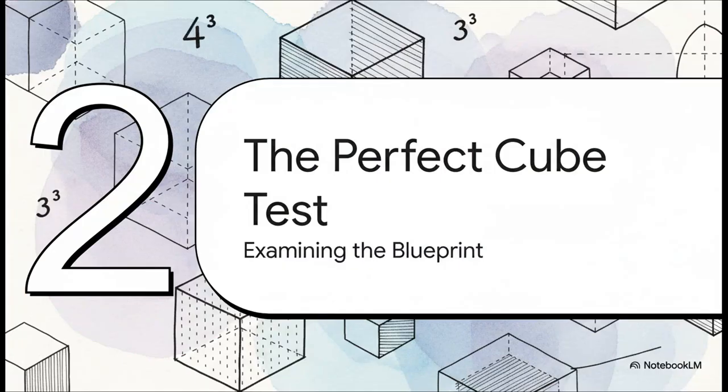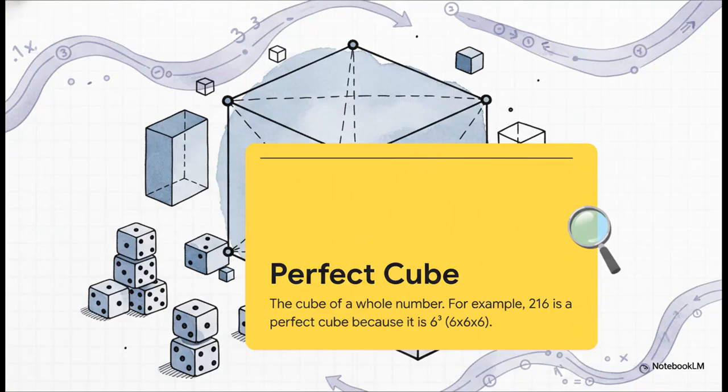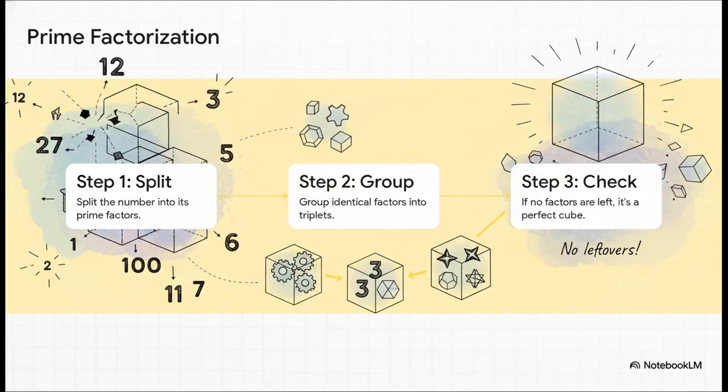Okay, so if any number can be cubed, what in the world makes a cube perfect? Let's take a look at the blueprint. A perfect cube is really just what you get when you cube a whole number. So 216 is a perfect cube because it's built from this solid foundation of 6 times 6 times 6. But what if I just throw a random number at you? How can you tell if its structure is actually perfect? Well, there's this awesome method called prime factorization, and it's a super easy 3-step process. First, you break the number down into its prime factors, those basic numbers that can only be divided by 1 and themselves. Then you try to group those factors into little teams of 3. If you've got no lonely factors left over, then bingo, you've got a perfect cube.